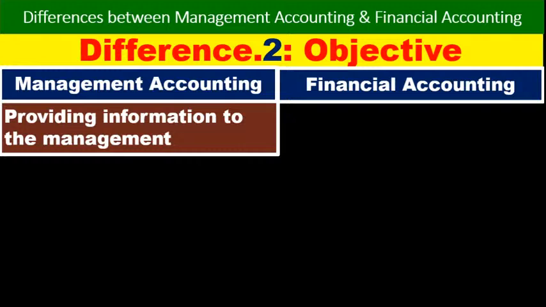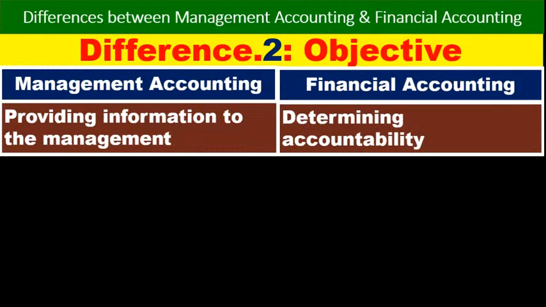What is the objective of financial accounting? Determining the accountability, which means all financial transactions are to be recorded with true and fair. That is accountability. Okay, this is the second difference.